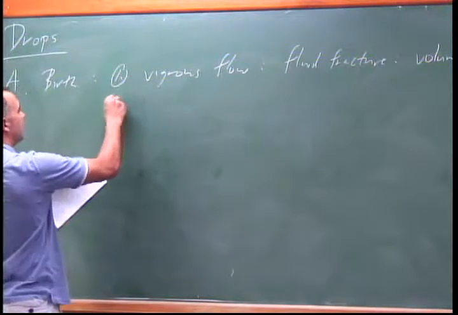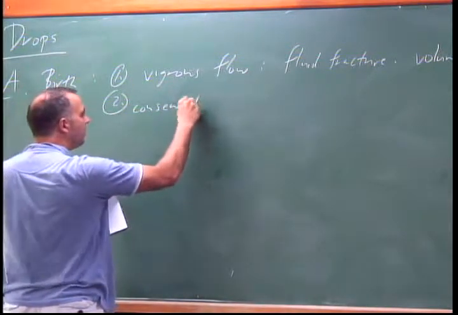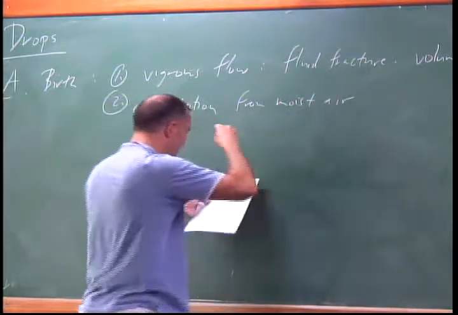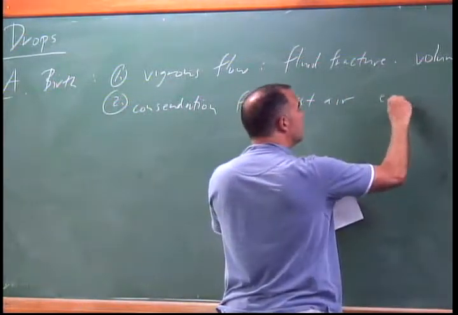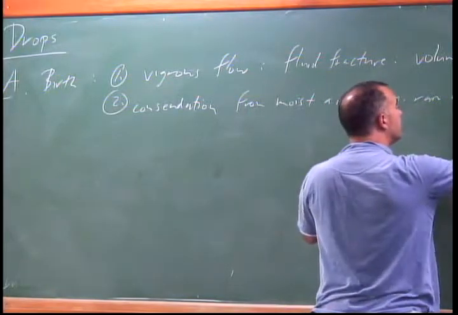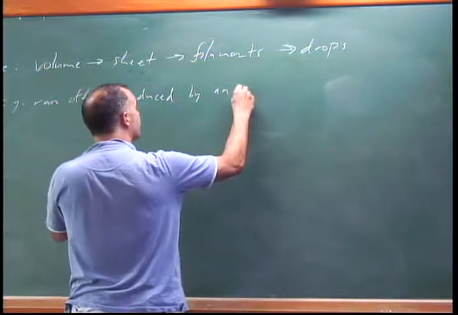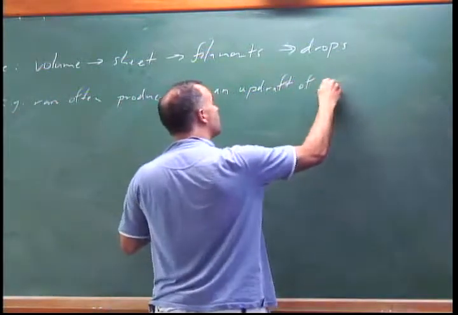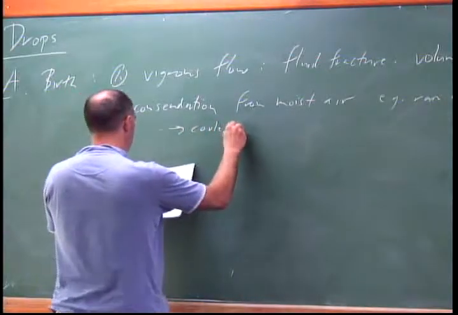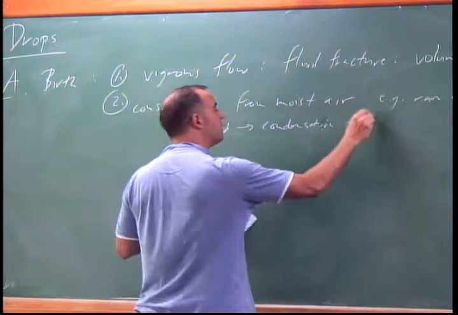So another possibility is condensation. So just like bubbles can nucleate from dissolved gases, we can get drops condensing from moist air. So this is the origin of clouds, for example. So rain. So you have an updraft of moist air within the atmosphere. Okay, so as it goes upwards, it's cooled. And you get condensation. And clouds.